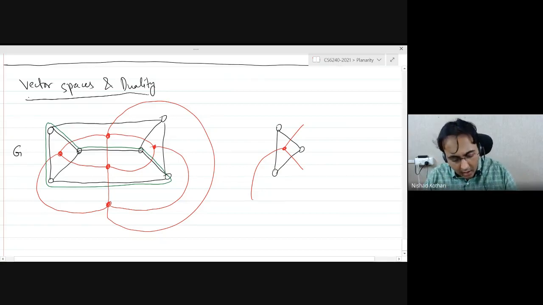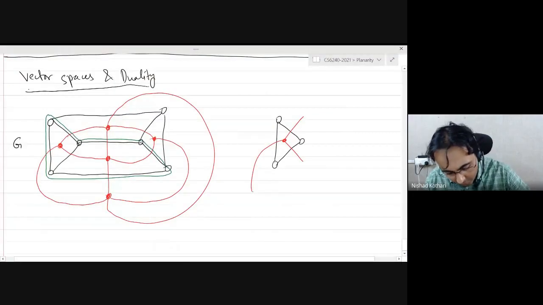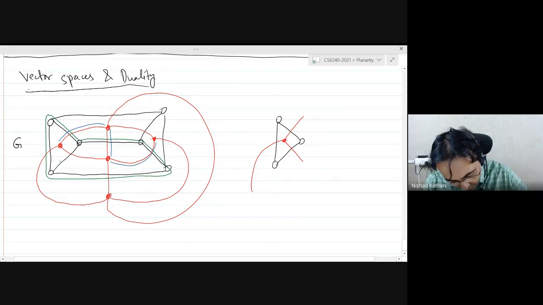Okay, let's look at the corresponding edges in the dual. So what do I mean by that? Let me draw them in blue color. Whenever an edge is in the cycle, I will take the corresponding red colored edge. So this is one, this is another, this is yet another. Okay, then I've got this, and finally I've got this.